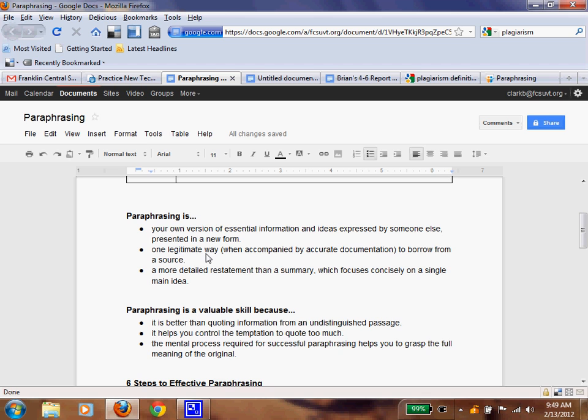Another way, one legitimate way when accompanied by accurate documentation, is to borrow a source. Now that's a lot of big language, so really what that means is citing, so using the information and then citing where it came from. And then a more detailed restatement than a summary, which focuses concisely on a single main idea. Now that's what paraphrasing is. You take out words that aren't essential, and you take the big ideas and you make it your own.